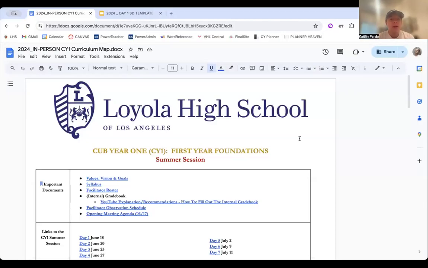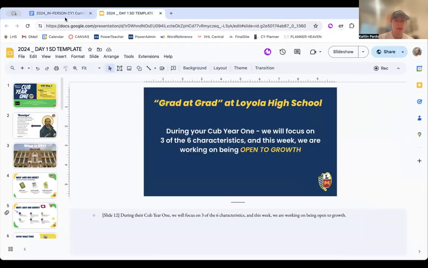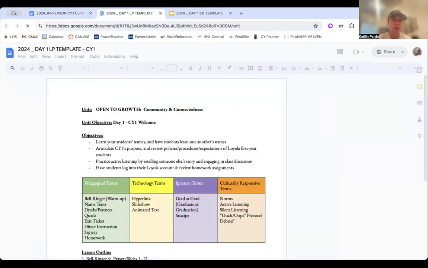Alrighty, so here we are for 2024 summer session. I'm here at our curriculum map. I'm going to click on day one. It's going to scroll me down to lesson plan and slide decks. I already have the slide deck open, but just in case you're wondering, you can open it here. I'm also going to open the lesson plan.